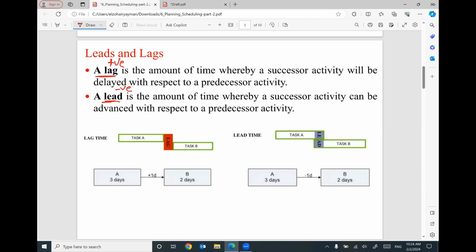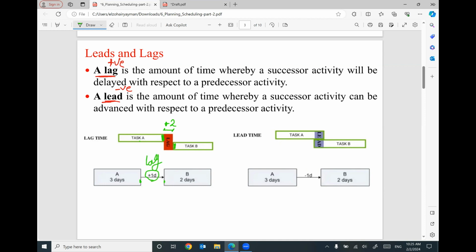That makes sense? So what does it mean? It means if we have here a task A and the task B, we can wait a little bit after the finish of activity A to start activity B. If we add here positive 2, that means after the finish of activity A, I can wait for 2 days or 2 weeks or 2 months, whatever the unit. I have to wait 2, then I can start activity B. Yes, the relationship is still finish to start, but with a lag.